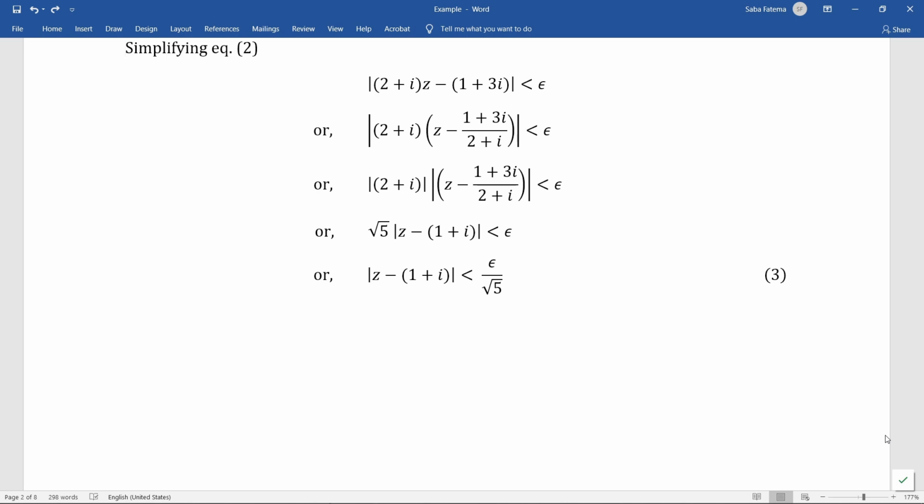Now we will simplify the inequality 2 as we did in the previous example. We take 2 plus i as a common factor and then apply this law, which we applied in our previous example also, and simplify these two terms.